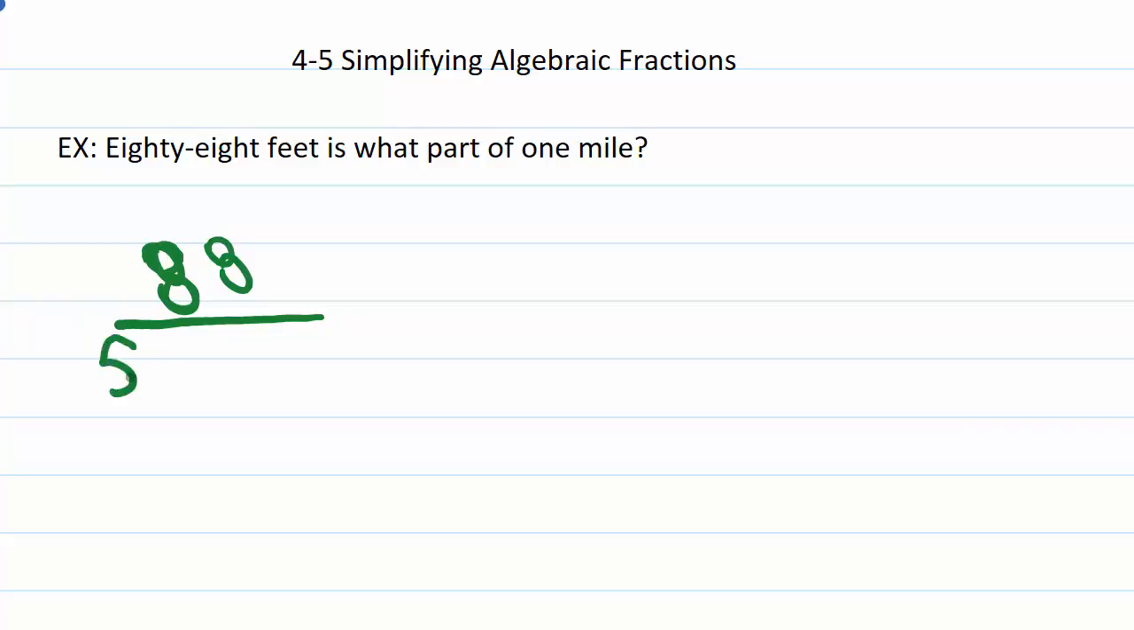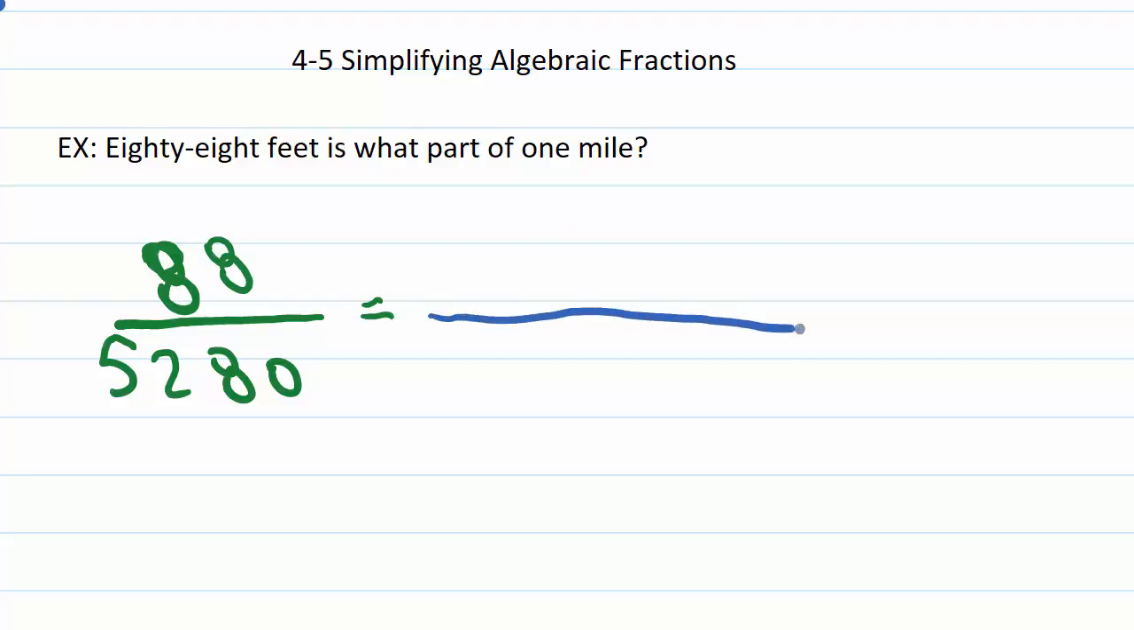How about 5,280? Turns out this is 1 whole mile, so 88 feet is how many parts of 1 whole mile? Okay, now this fraction, I'll need to find out if it is in simplest terms, and I'm going to do that by factoring. So 88, I need to find the prime factorization.